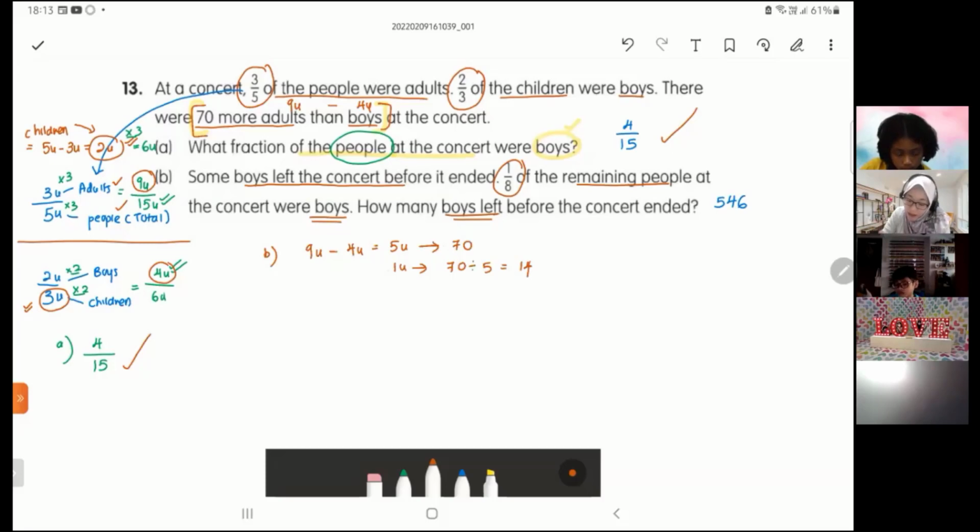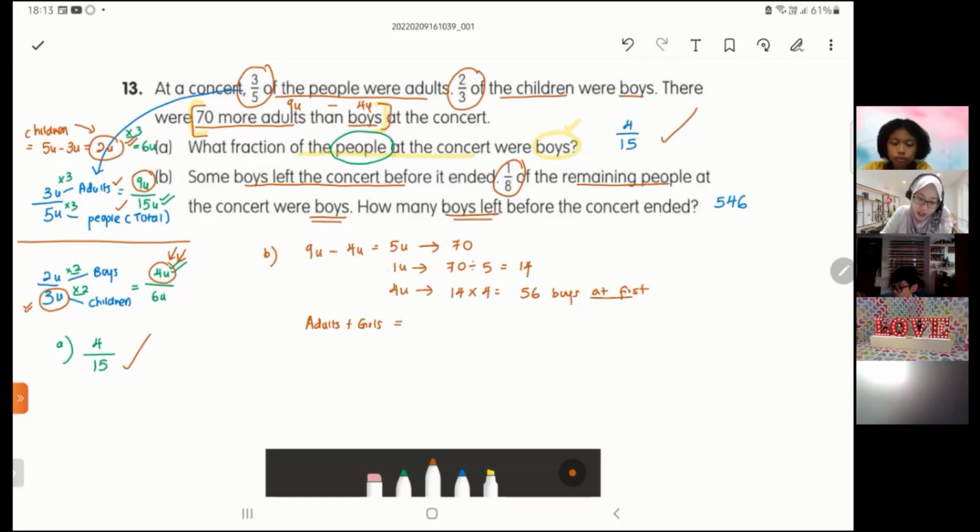Okay, now let's find the boys first. Before they left, the boys is this much. 4 units, right? So 4 units is 14 times 4. This is my boys, 56 boys at first. Okay, then they left. Now, if I have 56 boys at first, the balance or the remaining people, this is talking about at first. Okay, so which means adults, the balance are adults plus my girls.